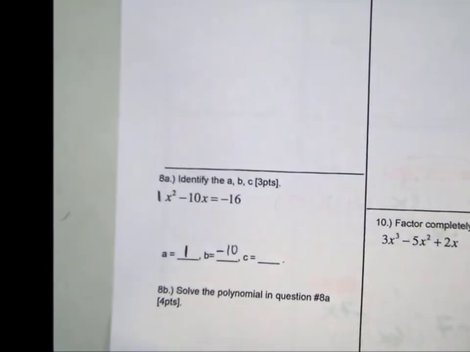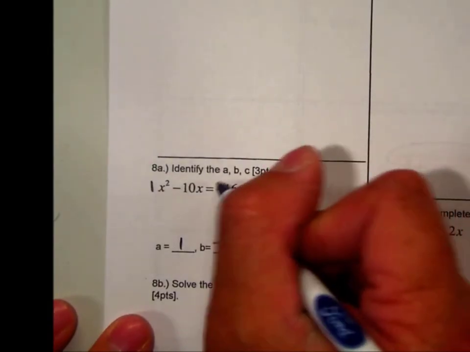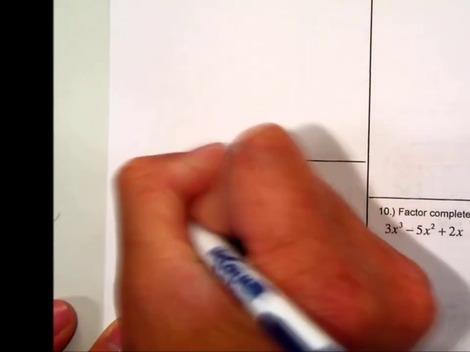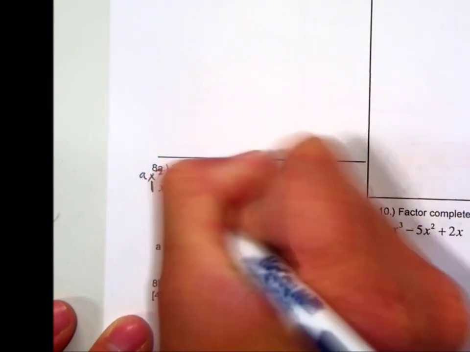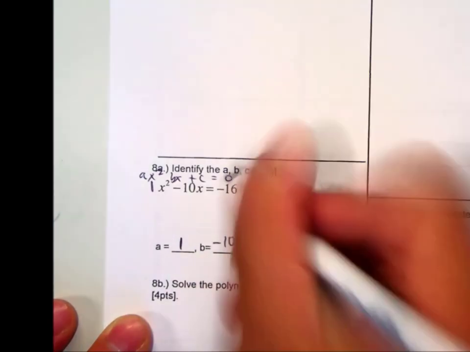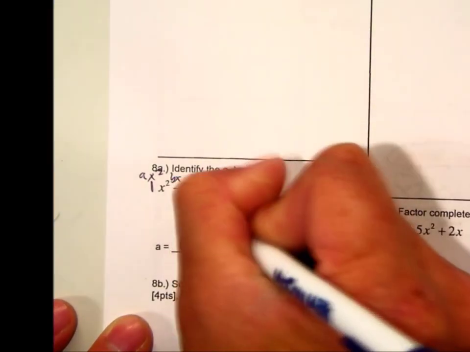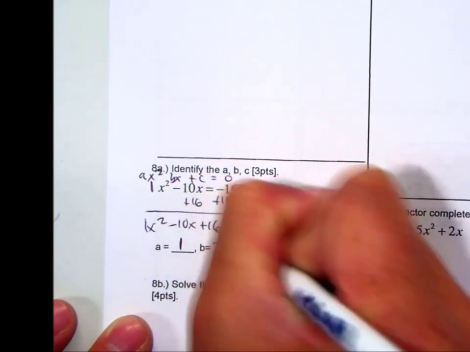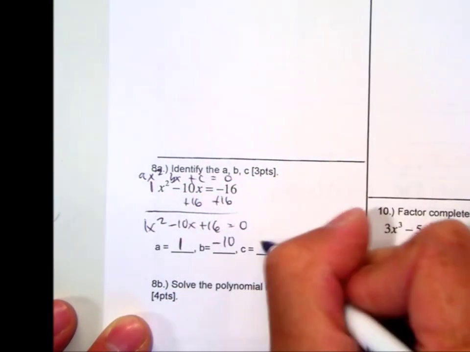Number 16. You see the student who's not paying attention realizes that this is over here and they think that's the c value. Well, standard form says ax squared plus bx plus c equals 0. This has to be on the other side, so you just add it. Your c value is positive 16.